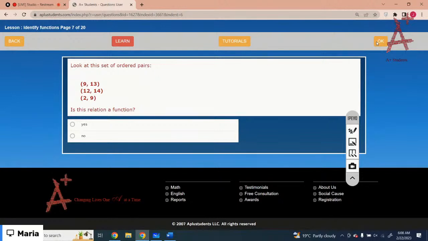Okay, look at this set of ordered pairs. Is this relation a function? Yes or no?